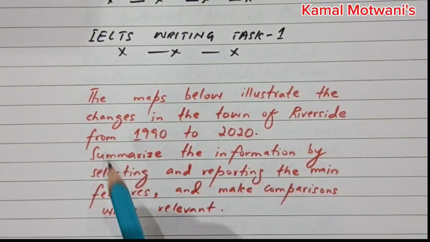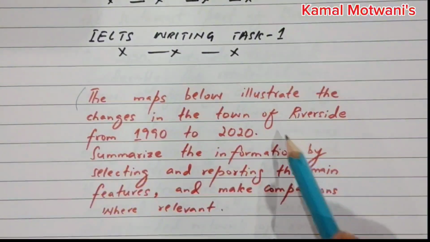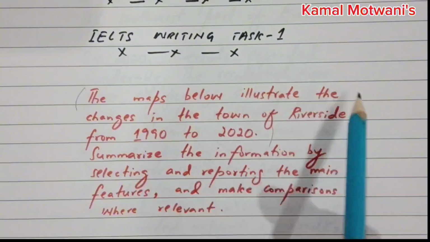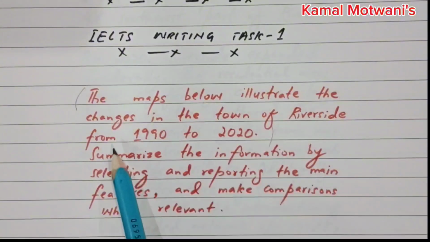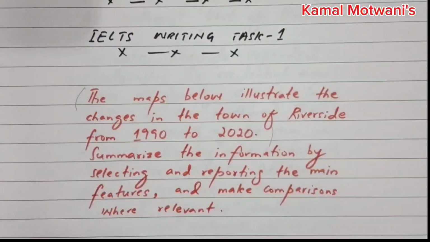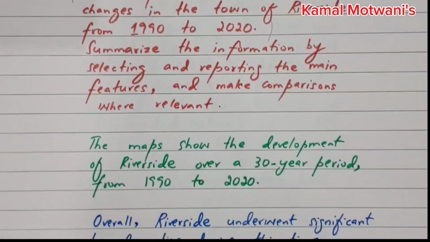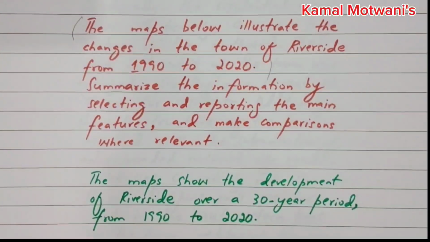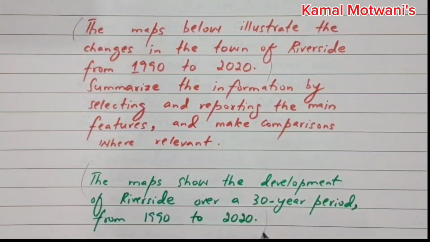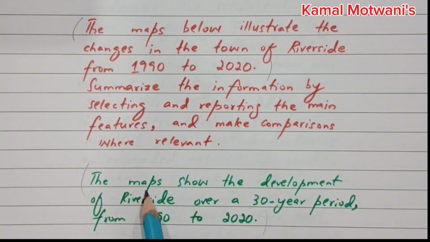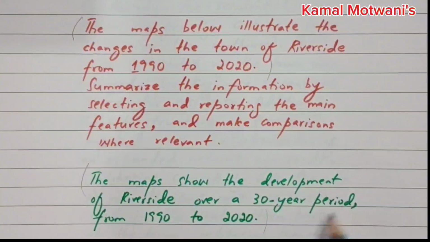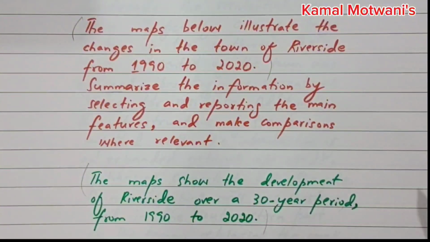which is this one. The maps below illustrate the changes in the town of Riverside from 1990 to 2020. Let's see how I have written the simplest and crisp introduction. The writing in the green ink is the introduction. Let's read it. The maps show the development of Riverside over a 30-year period from 1990 to 2020.